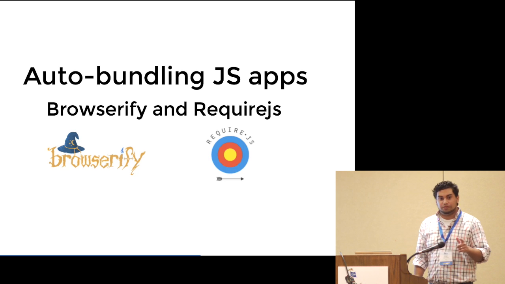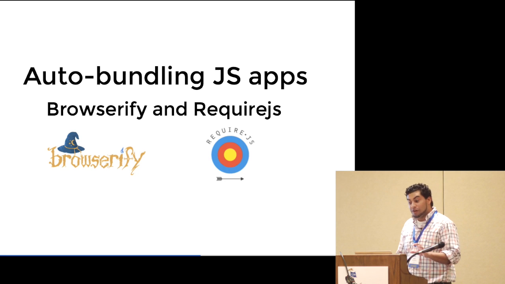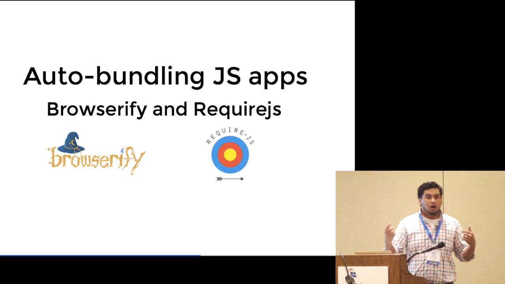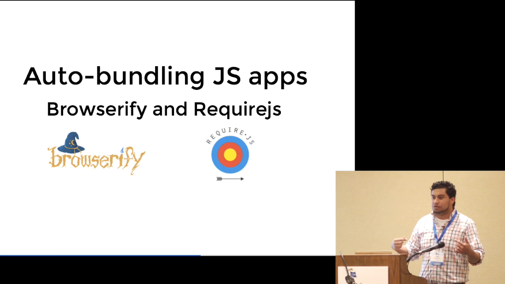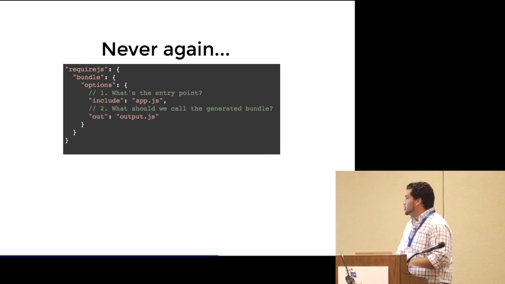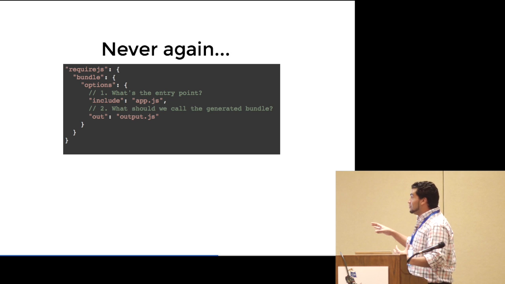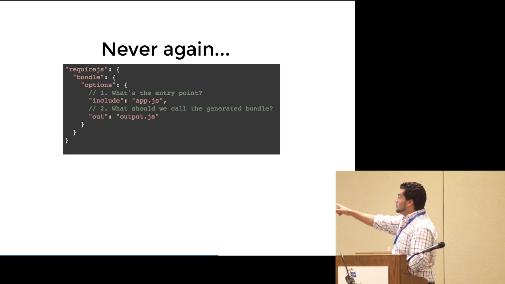Let's get to the good stuff. This is where it gets pretty hairy, pretty technical, but this is, I think, the most interesting part of it. Having our tooling auto-bundle our JavaScript applications without us having to write any tooling for it or configuration. Never again will we have to write something like this, and this is the most infuriating part of using Grunt for me. It's that include, the first point there.